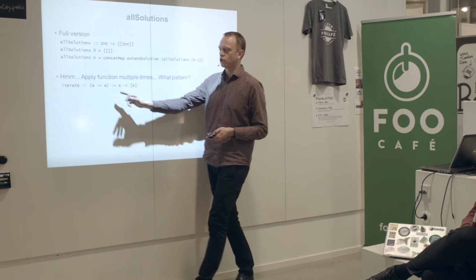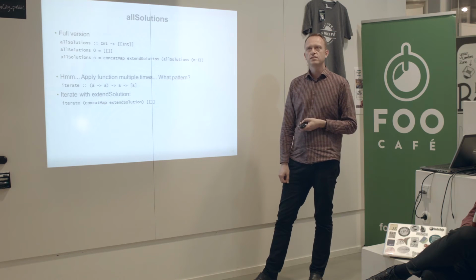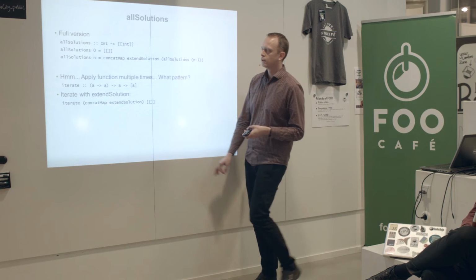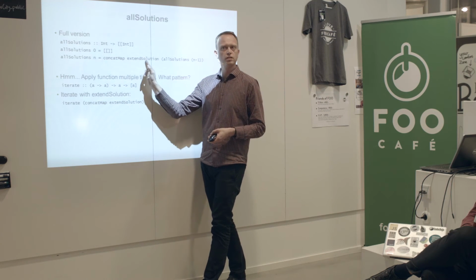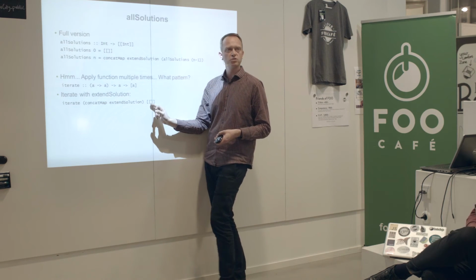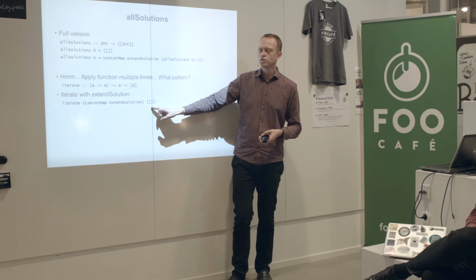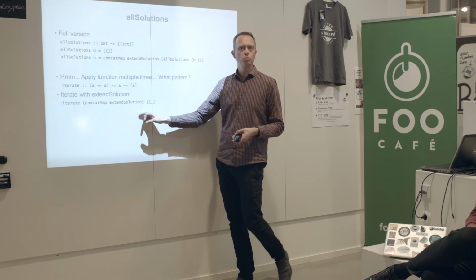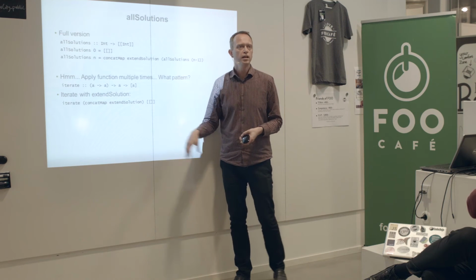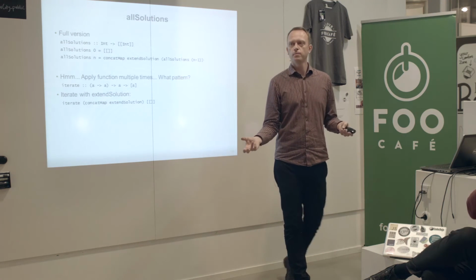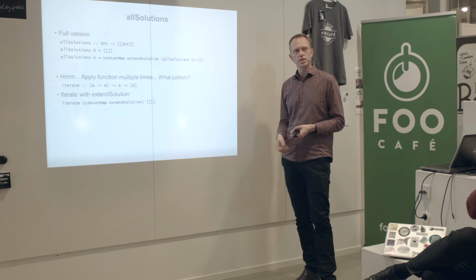So I want to use this function now to express this instead. Then I can simply write like this. So iterate now takes this concat map extend solution function and applies that over and over again to the starting point there, the empty list. So the first element of the result here would be the empty solution itself. The second element would be a list with all possible solutions where I have one queen. The next element has all possible solutions with 2 queens and so on.